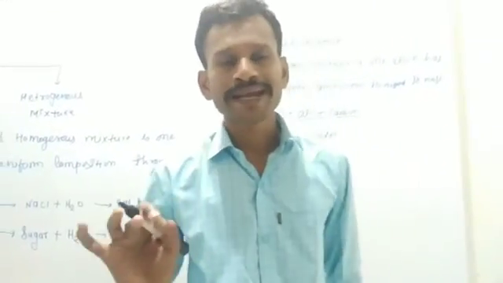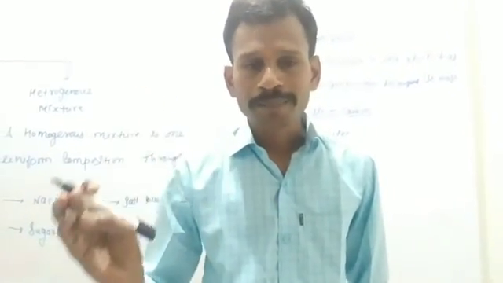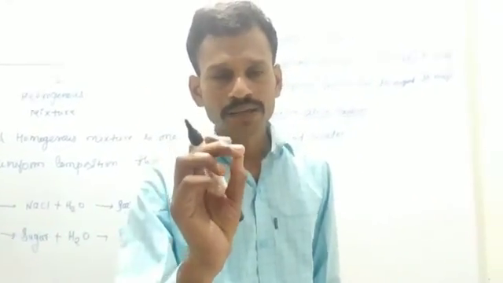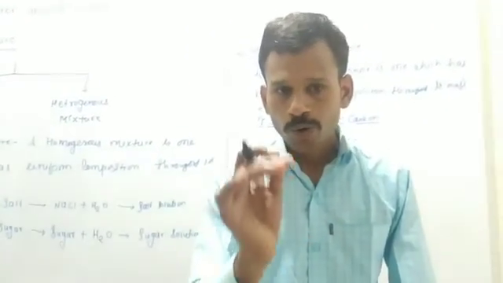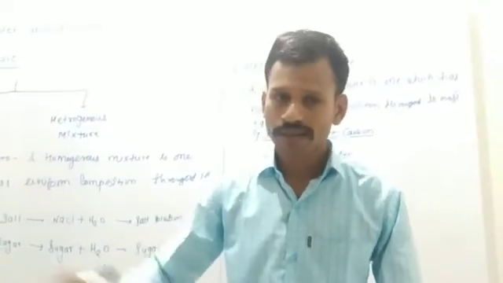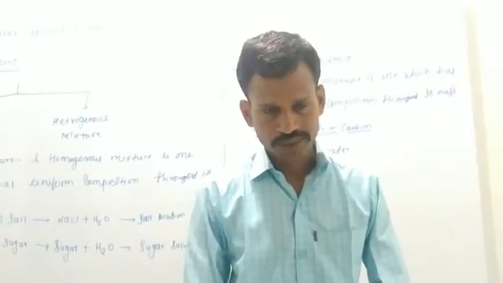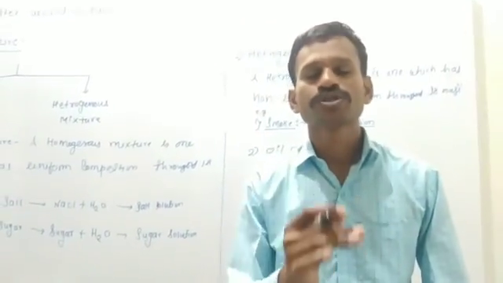Understand? In this way, in today's class we completed the topic of mixtures, and there are two types of mixture. One is the homogeneous mixture: when it is uniform, it is a homogeneous mixture. And the second type of mixture is called the heterogeneous mixture.